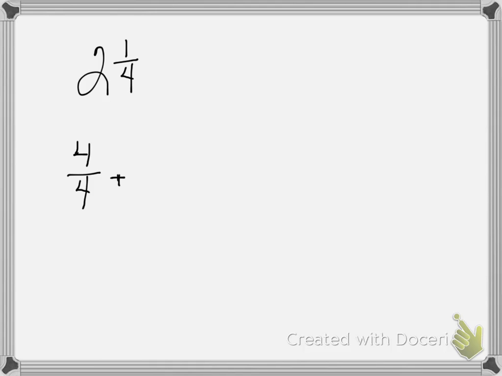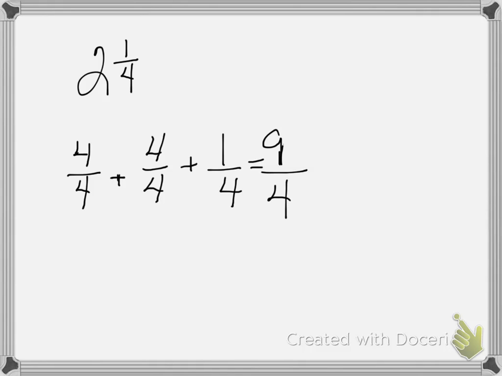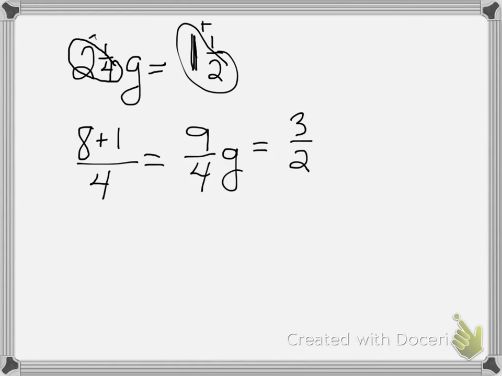So 4 over 4 plus 4 over 4. Then I also have this 1/4. So 4 plus 4, notice that's 2 times 4. I've got 4 twice. That's 8 plus 1 more is 9. And then it's all over 4. The bottom always stays the same. So let's go back and look at this.